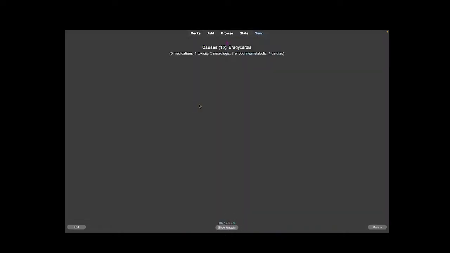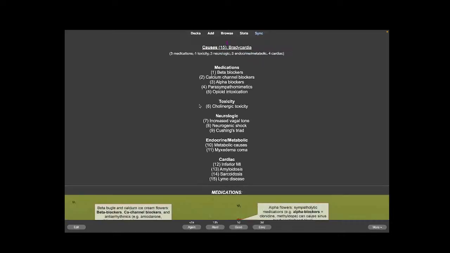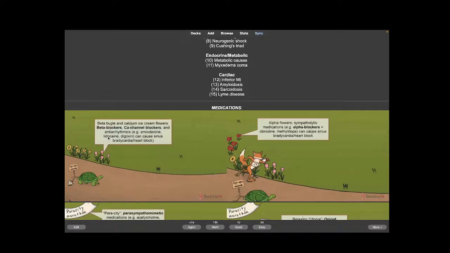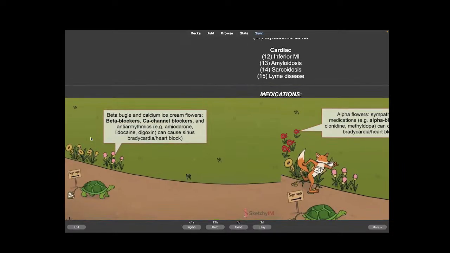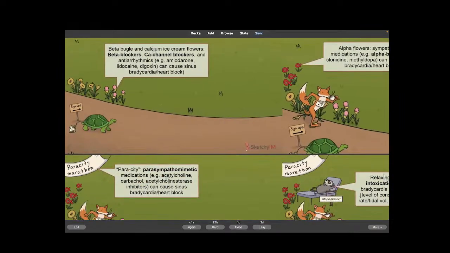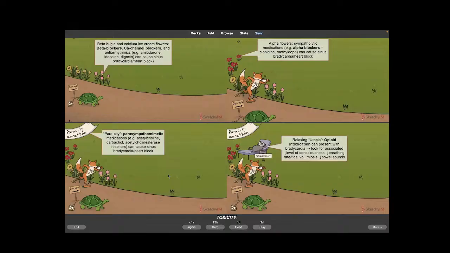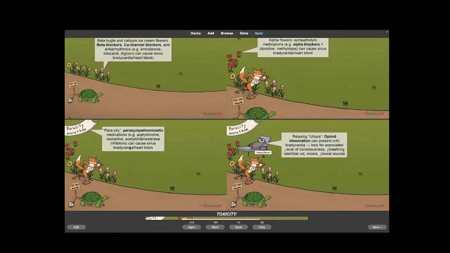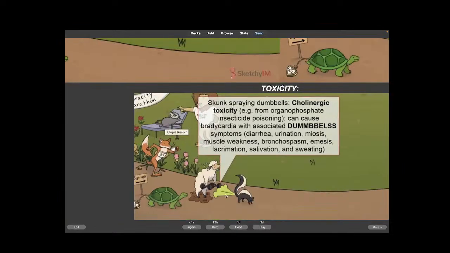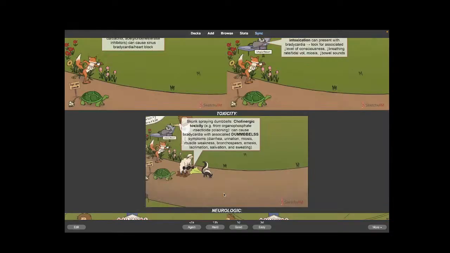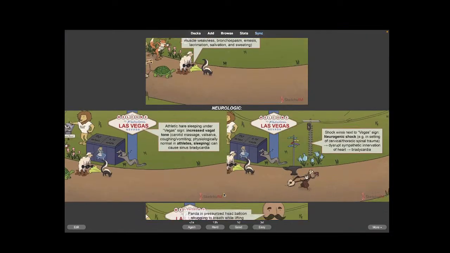All right, whatever. Causes of bradycardia. There are so many. Let's go through it. You've got beta blockers. This is an interesting way of putting calcium channel blockers. Nice. Alpha blockers also. Parasympathetics. We have opioid intoxication, that's just toxicity. Cholinergic toxicity, too much. What else do you have?